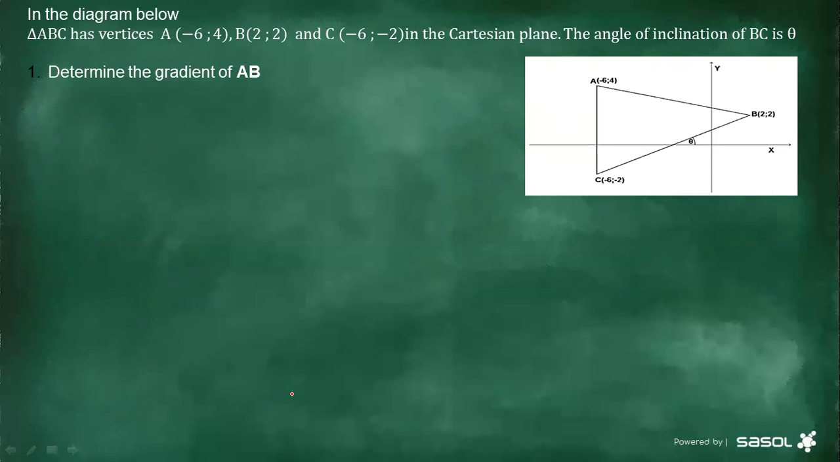In the diagram below, a triangle ABC has vertices A(-6; 4), and then B(2; 2), and C(-6; -2). In the Cartesian plane, the angle of inclination of BC is theta. Determine the gradient of AB. Let's determine the gradient of AB. It's quite simple. Just substitute. Make sure that when you substitute the values, they are correct. And then now the gradient of that line is -1/4.